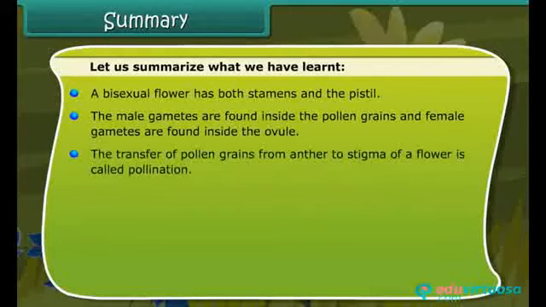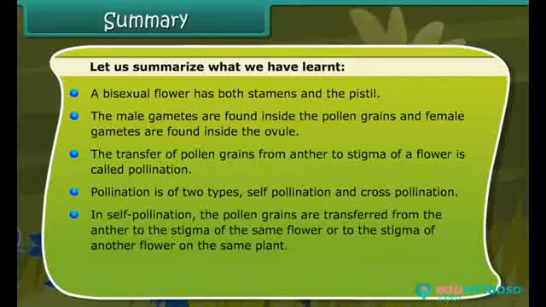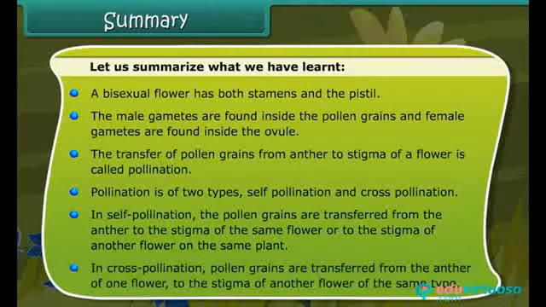The transfer of pollen grains from anther to stigma of a flower is called pollination. Pollination is of two types, self-pollination and cross-pollination. In self-pollination, the pollen grains are transferred from the anther to the stigma of the same flower or to the stigma of another flower on the same plant. In cross-pollination, pollen grains are transferred from the anther of one flower to the stigma of another flower of the same type.